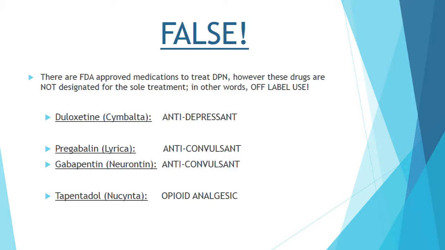The three FDA-approved medications for DPN that exist today are Cymbalta, Lyrica, and Nucynta. Cymbalta, or duloxetine, is an antidepressant used to treat depression. Lyrica, or pregabalin, is an anticonvulsant used to treat seizure disorders or epilepsy. Nucynta is an opioid analgesic.